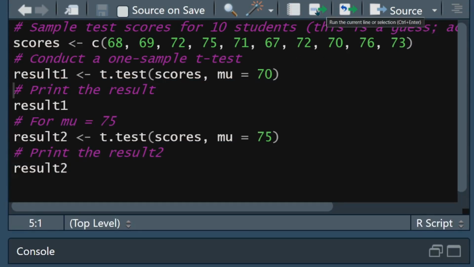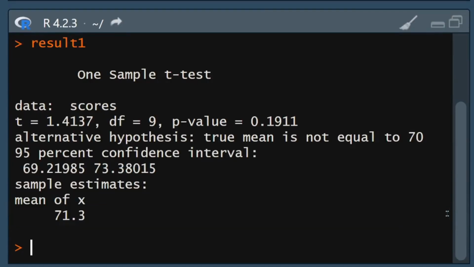Let's observe the results. The calculated sample mean is 71.3. To discern if this mean has a statistical difference from the hypothesized mean of 70, we evaluate the t-statistic and the p-value. Our t-statistic is 1.42 with 9 degrees of freedom, and the p-value stands at 0.19. Given that our p-value exceeds the significance level of 0.05, we fail to reject the null hypothesis. This suggests that statistically, there's no significant difference between the sample mean and the benchmark of 70.